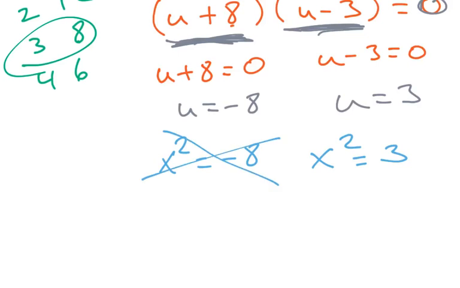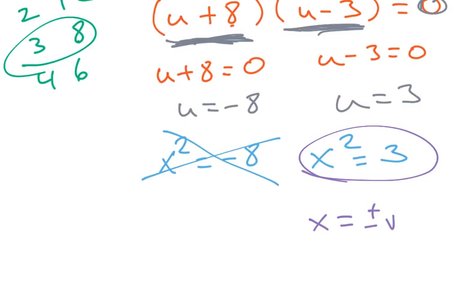So this one is a no-go. You can't do anything there because when you take the square root of a negative, it doesn't work. But over here, you can take the square root, and x is going to equal plus or minus square root 3. And there's my answer. Hopefully that makes sense, and I'll see you all in the next video.